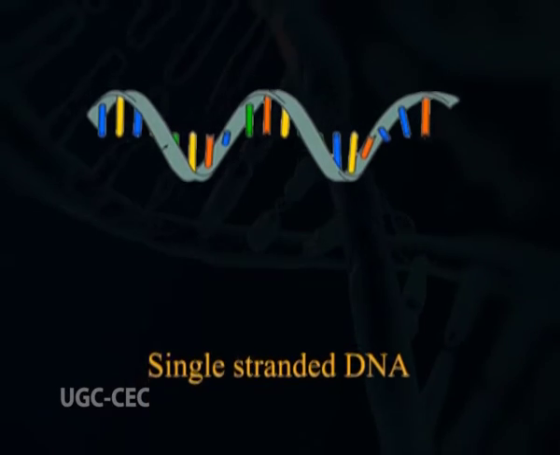Now let us come to single-stranded DNA. Almost all organisms contain double-stranded DNA except a few viruses such as bacteriophage φX174, which consists of single-stranded circular DNA. It becomes double-stranded only at the time of replication.